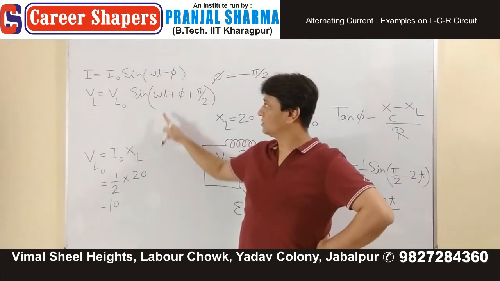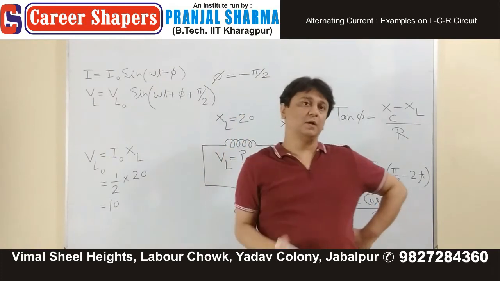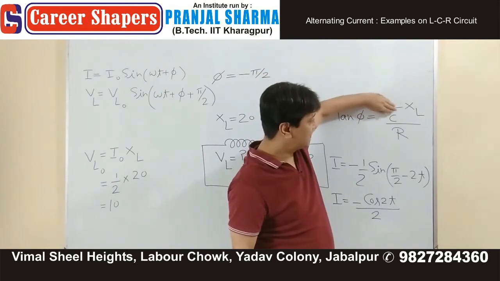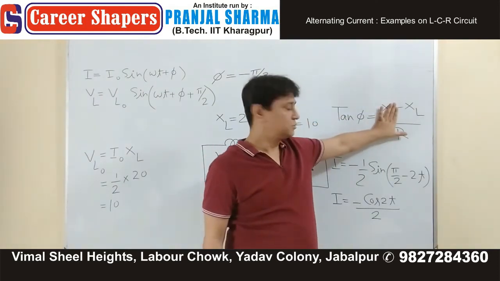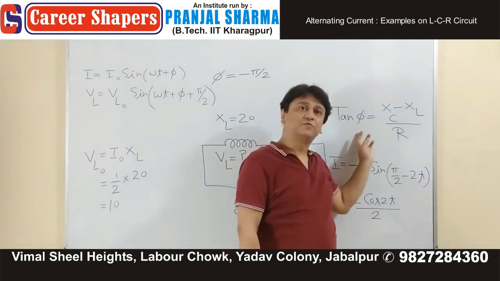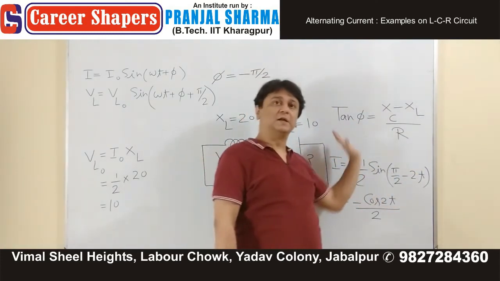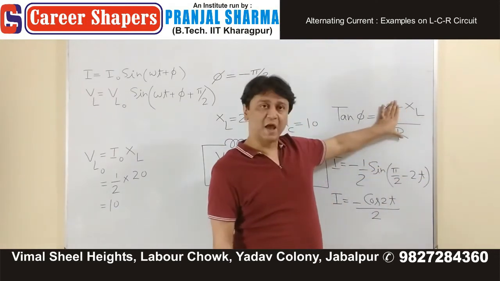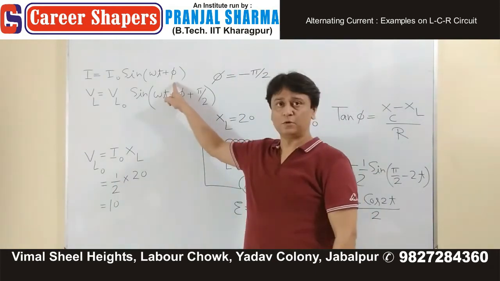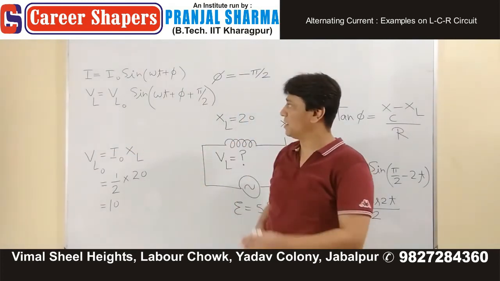VL naught sine, this is the phase of current. And for a pure inductor, look here, pure inductor means XC is not there, R is not there. So this is giving you phi as minus pi by 2. But remember, this phi is the phase difference of current. That means current is behind. When you get minus pi by 2 over here, it tells you that current is behind. Since current is known, potential difference is going to lead. Remember this way, plus pi by 2.